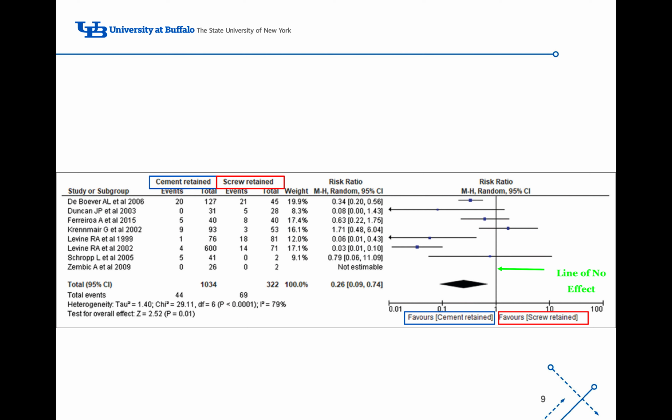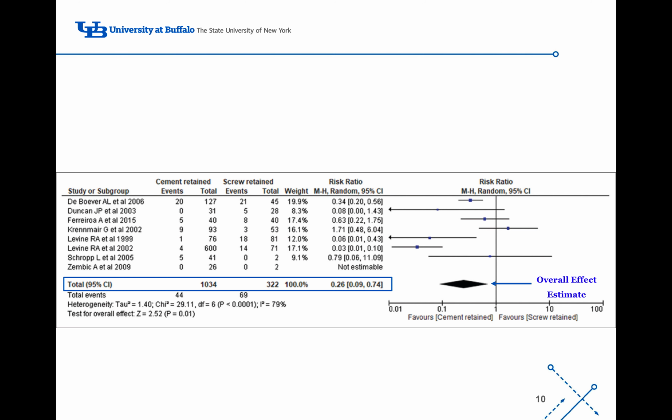The line of no effect shows the point where the intervention has no effect on the outcomes. In our case, we're using a risk ratio, so the line of no effect is 1. A risk ratio of 1 shows that there's no difference between the retention of cement and screw-retained crowns.